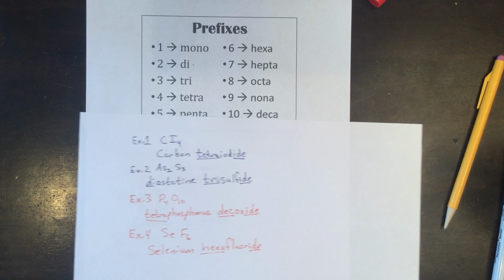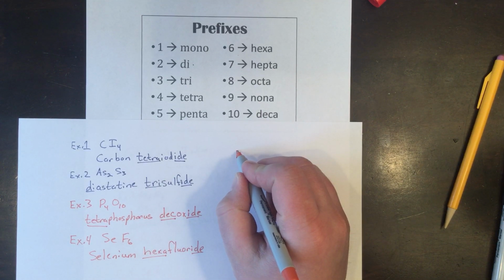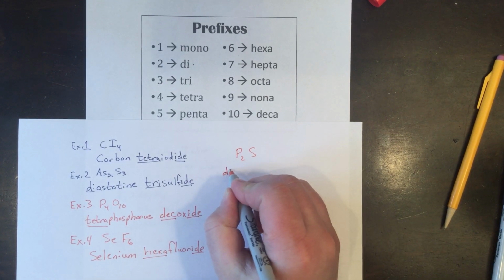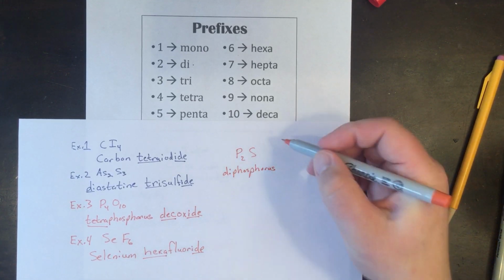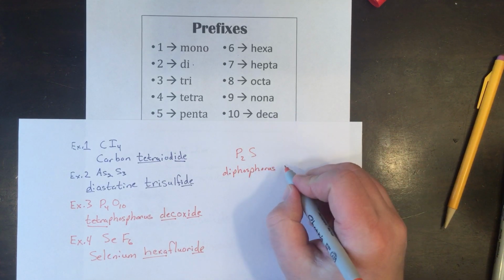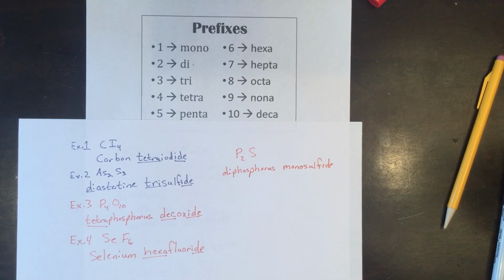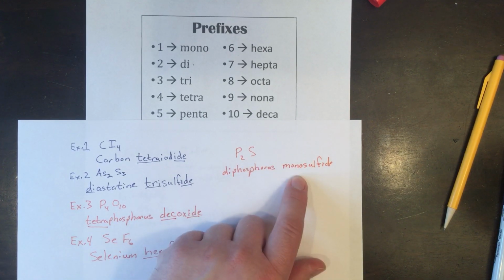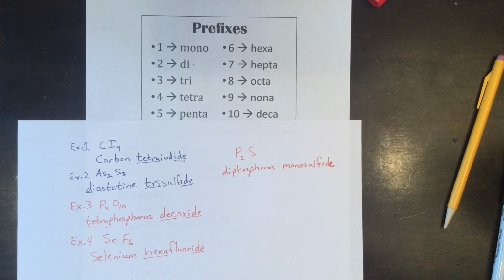So I'm just going to make up one, okay? Just to kind of prove a point. Let's say we had like P2S. Okay? Now I'm not saying that exists, so don't act like it does. So we would do diphosphorus. And we only have one sulfur. So we actually put mono sulfide. So over here, when we had 1 at the beginning, we don't put mono. But if we have 1 on the second element, we do put it. Okay. So there's about 5 quick examples.